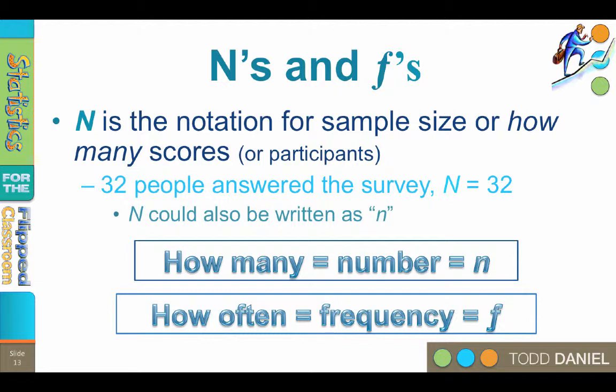If 32 people took my survey, I would represent my sample size as capital N equals 32. If I was describing only the 20 people who answered yes to the first item on my survey, I would write that as lowercase n equals 20. When you are describing only a subset of your sample, use a lowercase n. When you are describing the entire sample, use an uppercase N.